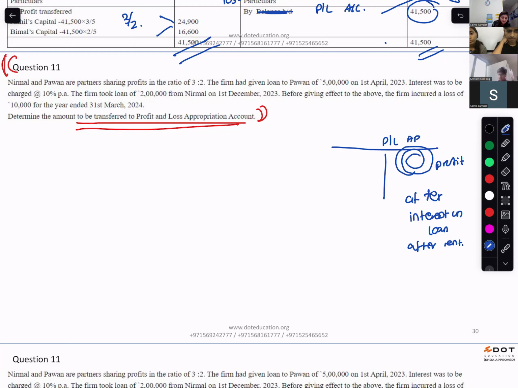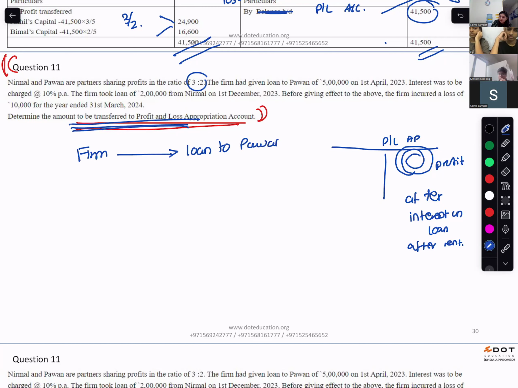So they want me to determine the amount that is to be transferred to the appropriation account. They have not asked me to prepare any account. So I just need to determine the amount that has to go to the appropriation account. Come on, listen. Nirmal and Pawan share profits and losses in the ratio of 3:2. The firm had given a loan to Pawan.